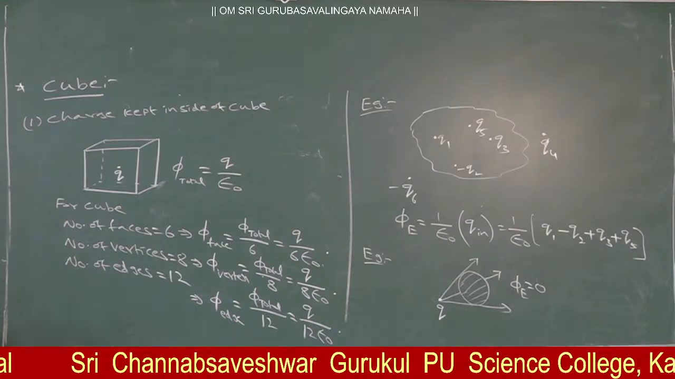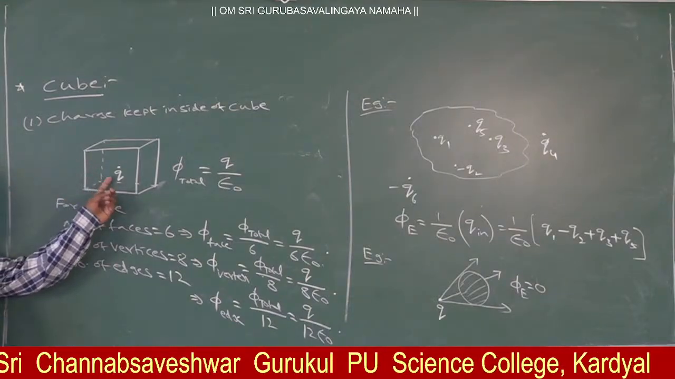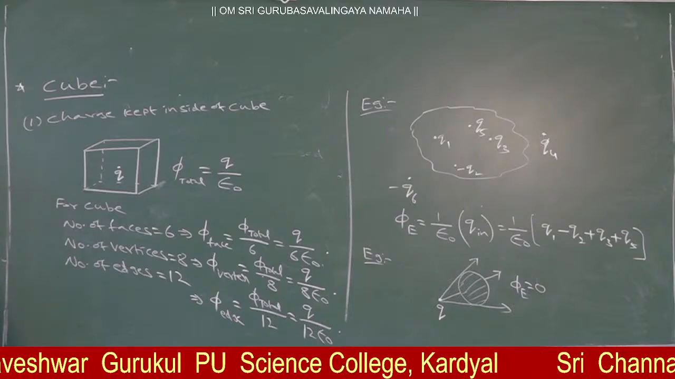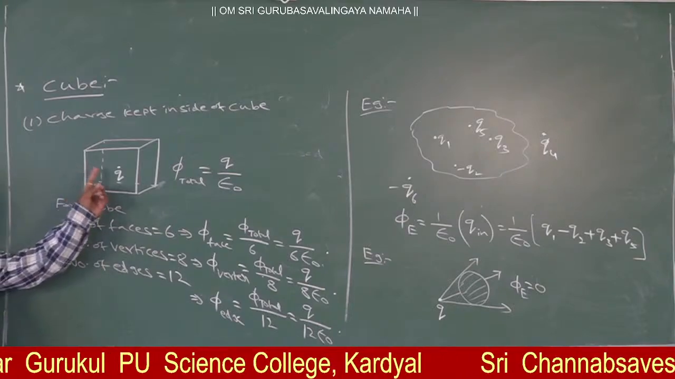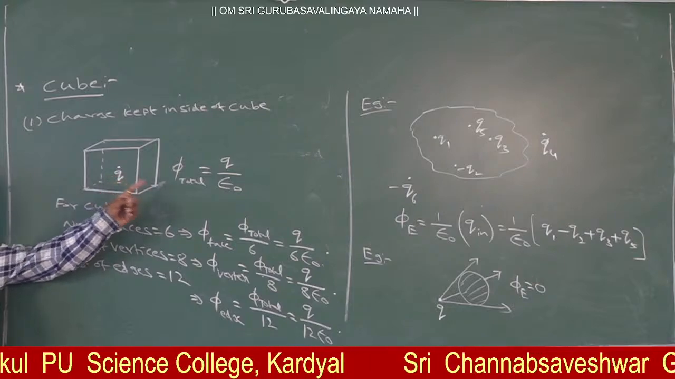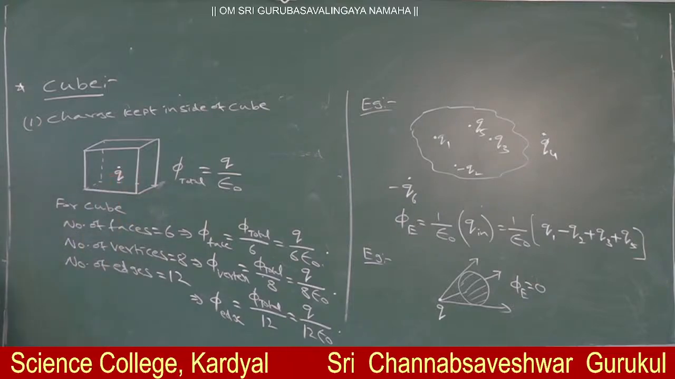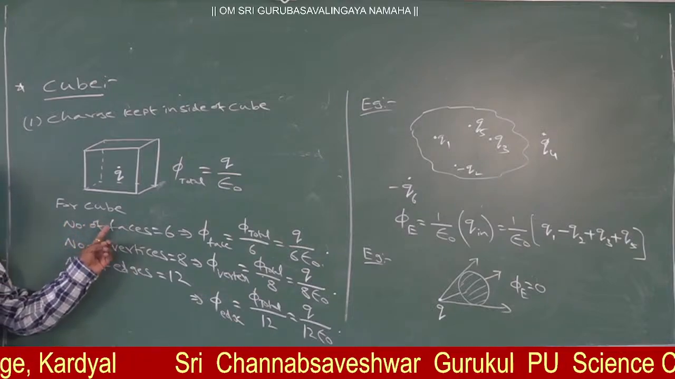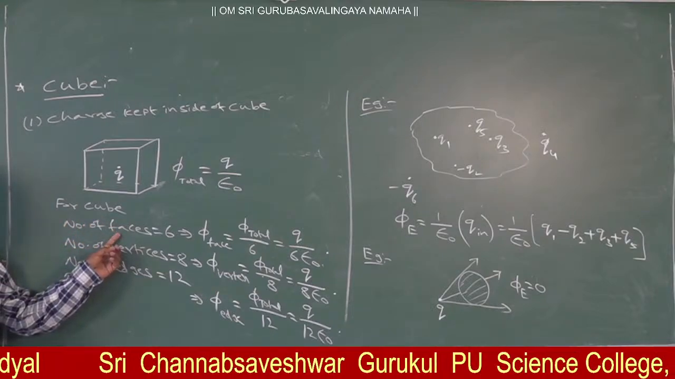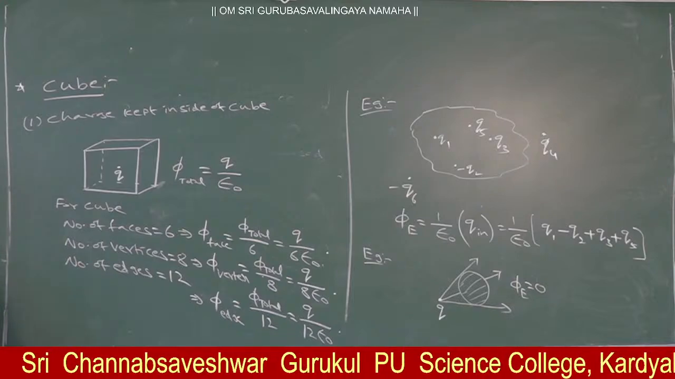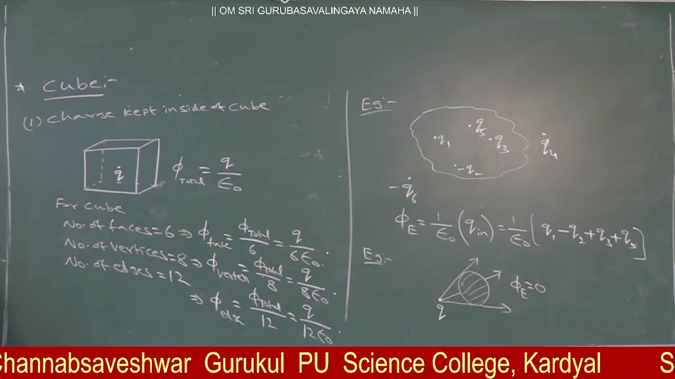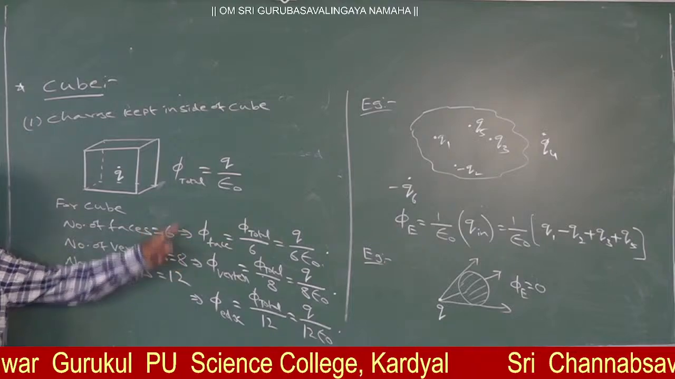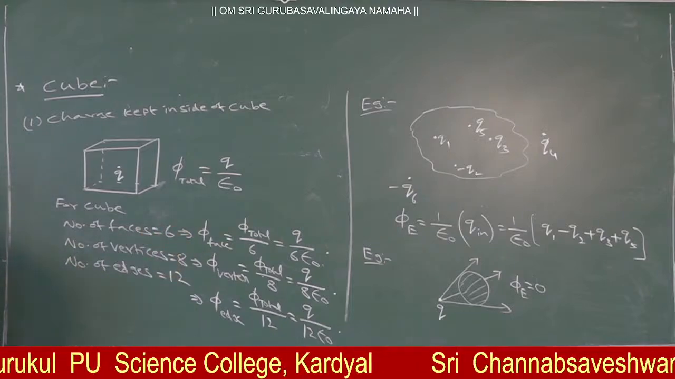That means if any charge is given, first observe where that charge is. If the charge is inside, then directly you may take the total flux phi total equal to Q by epsilon naught. According to that, if they ask phi due to one face, the total flux is shared by 6 faces. So due to each face, phi total divided by 6. Like that we are able to find out.